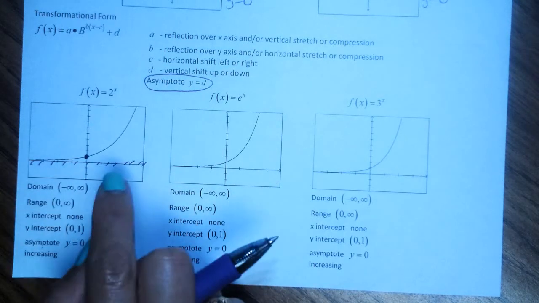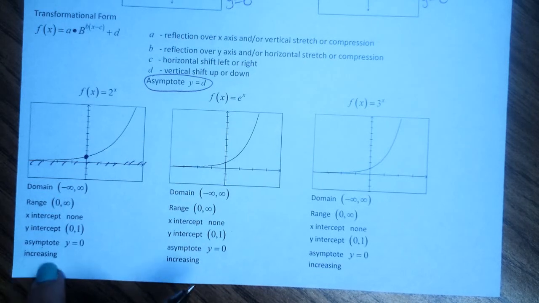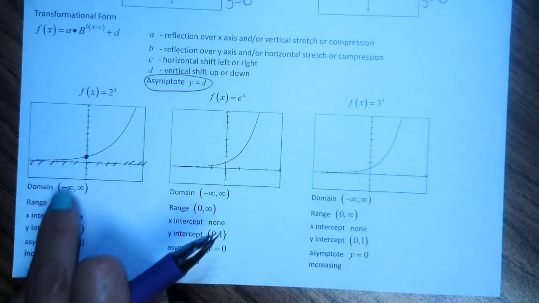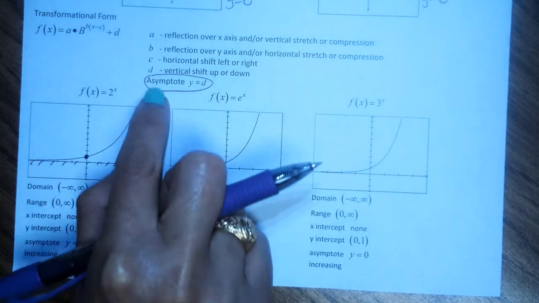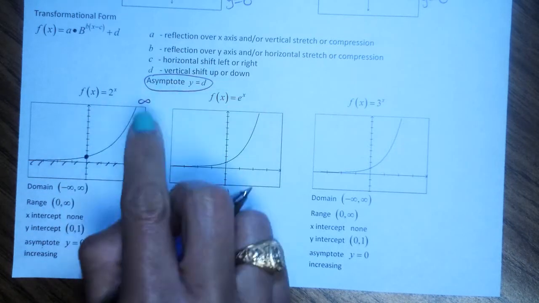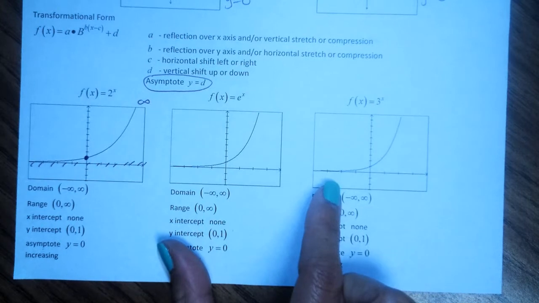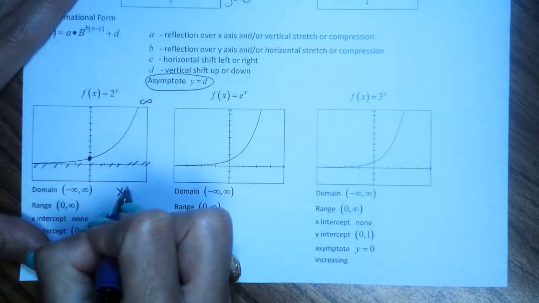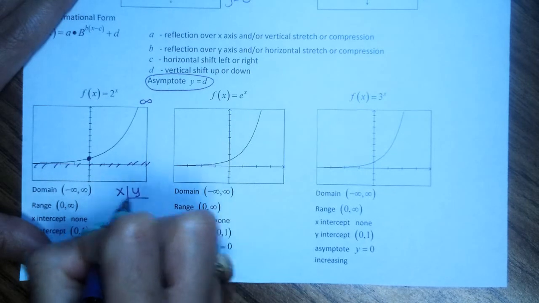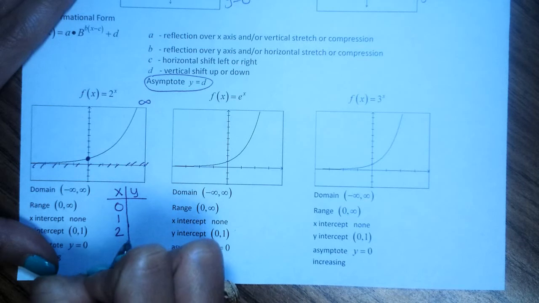This graph is, I guess it's a growth function, but we call it increasing. So you need to know increasing or decreasing. This graph is increasing because as x gets larger and larger, your y value is going towards positive infinity. So that's called increasing. Finally, the last thing you need to know about this function 2 to the x, you need to know the parent points. So you need to know when x is 0, 1, and 2.